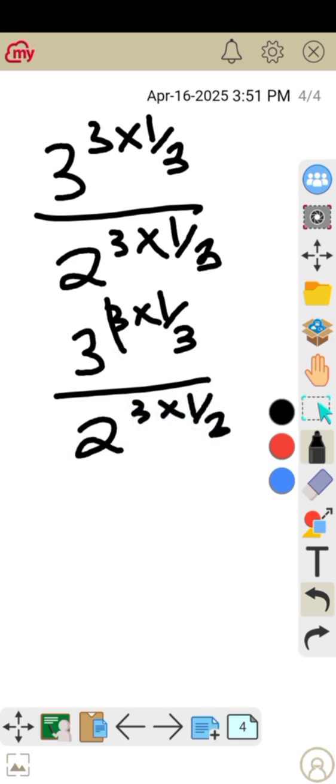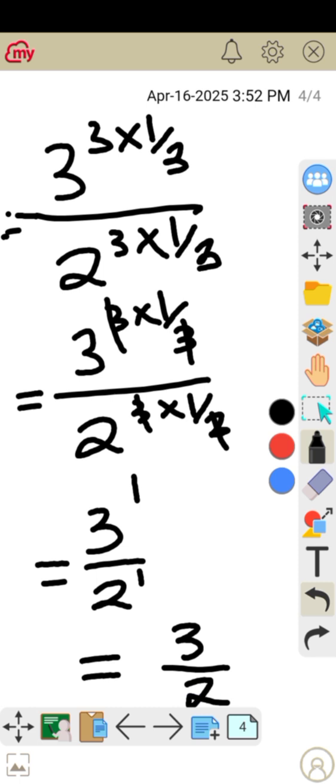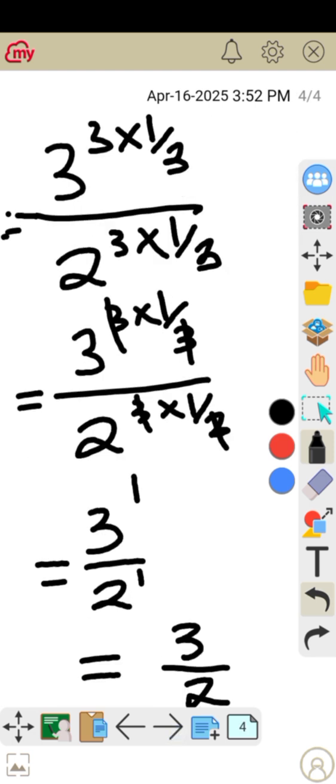In this case, 3 here will go, 3 here will go, 3 here will go, 3 here will go. So we now have 3 raised to the power 1 all over 2 raised to the power 1. So 3 raised to the power 1 will become 3, and 2 raised to the power 1 will become 2. So this is your final answer. All the way from here, we ended up here, as in 3 over 2. Any question? All right.